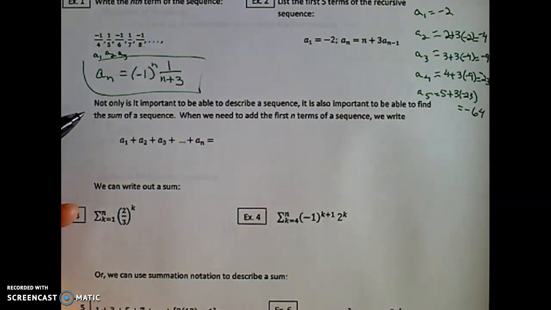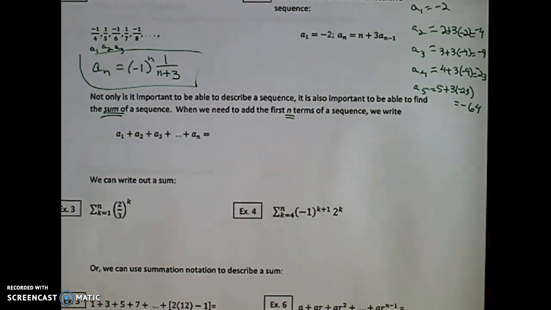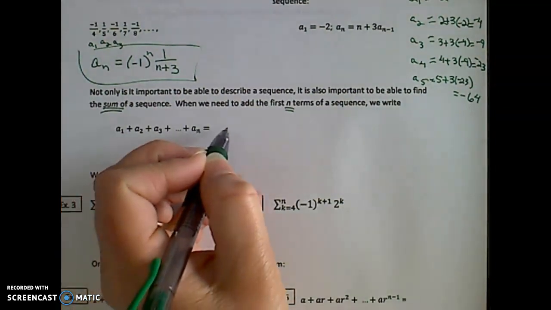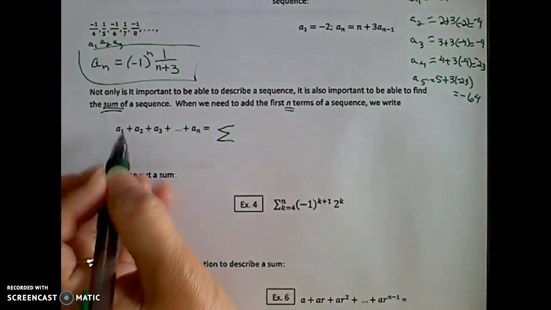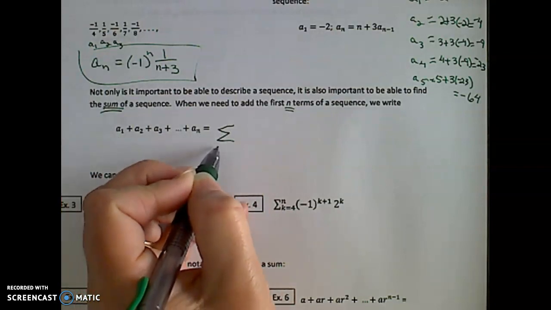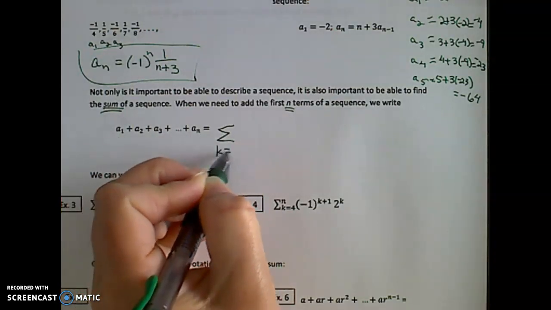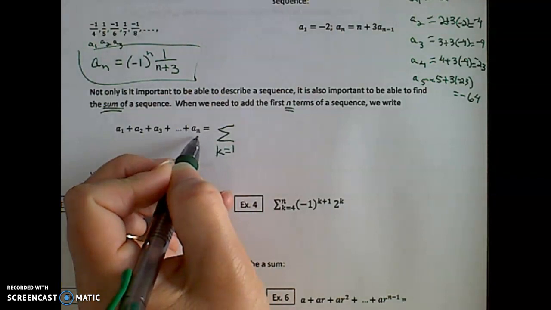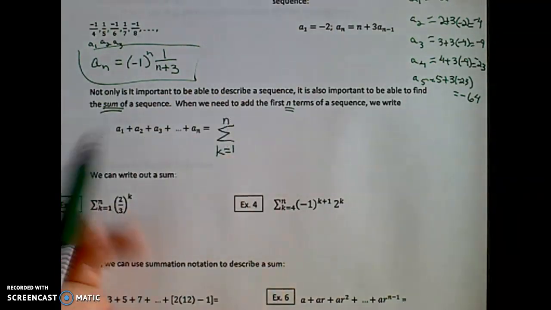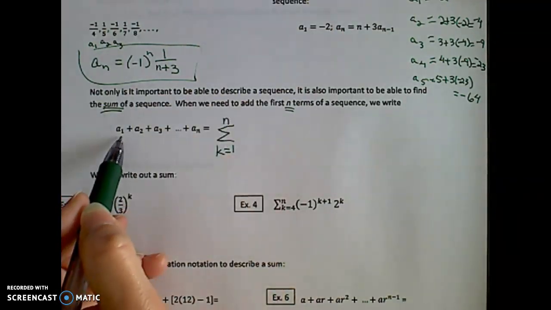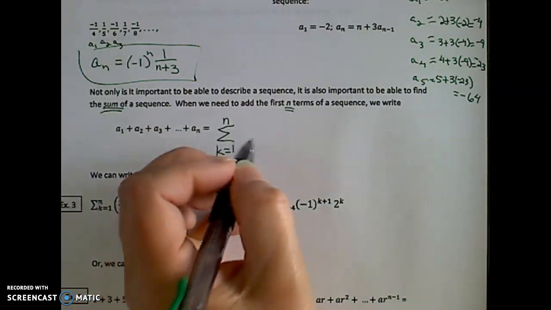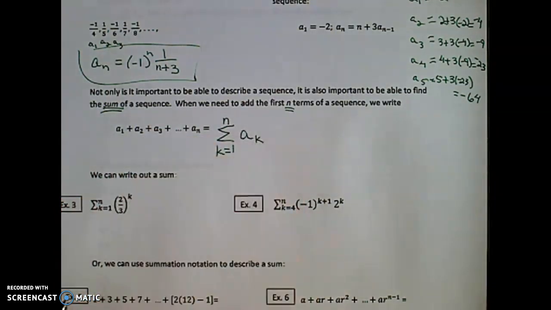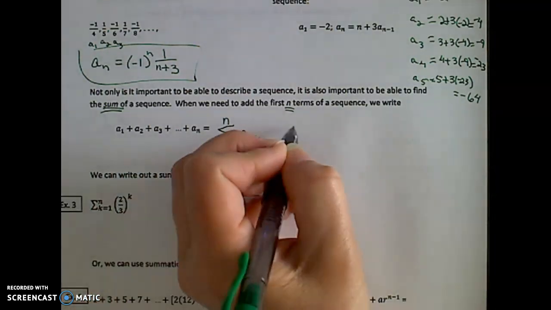Not only is it important to be able to describe a sequence or a pattern, it's also important to be able to find the sum of a sequence. When we need to add the first n terms of a sequence, we write it this way. The notation is find the sum of this sequence from some starting number, k equals 1, let's say, to our ending number, which is n. Find the sum of the terms of the sequence starting at a sub 1 and ending at a sub n for this sequence. Why the change to a sub k?